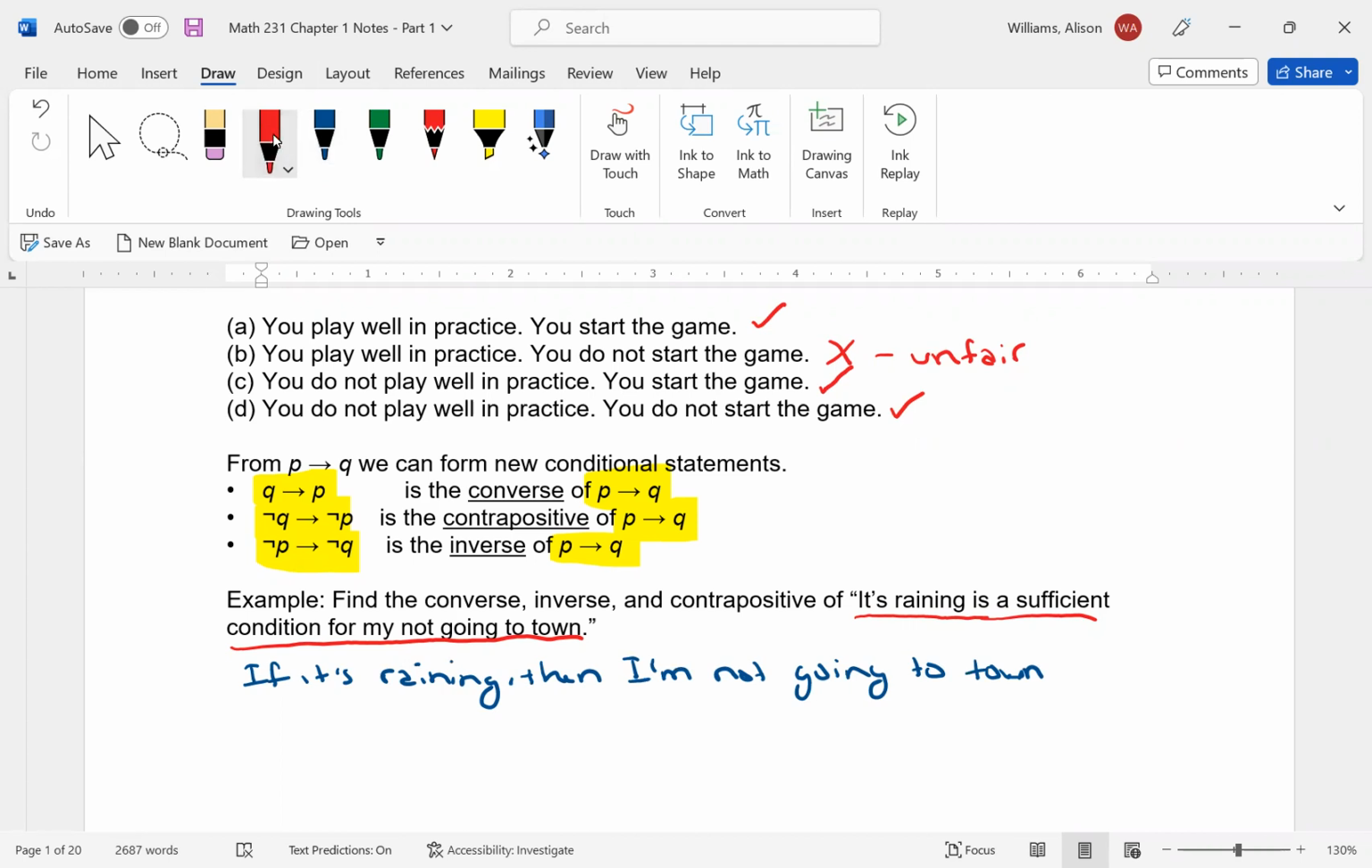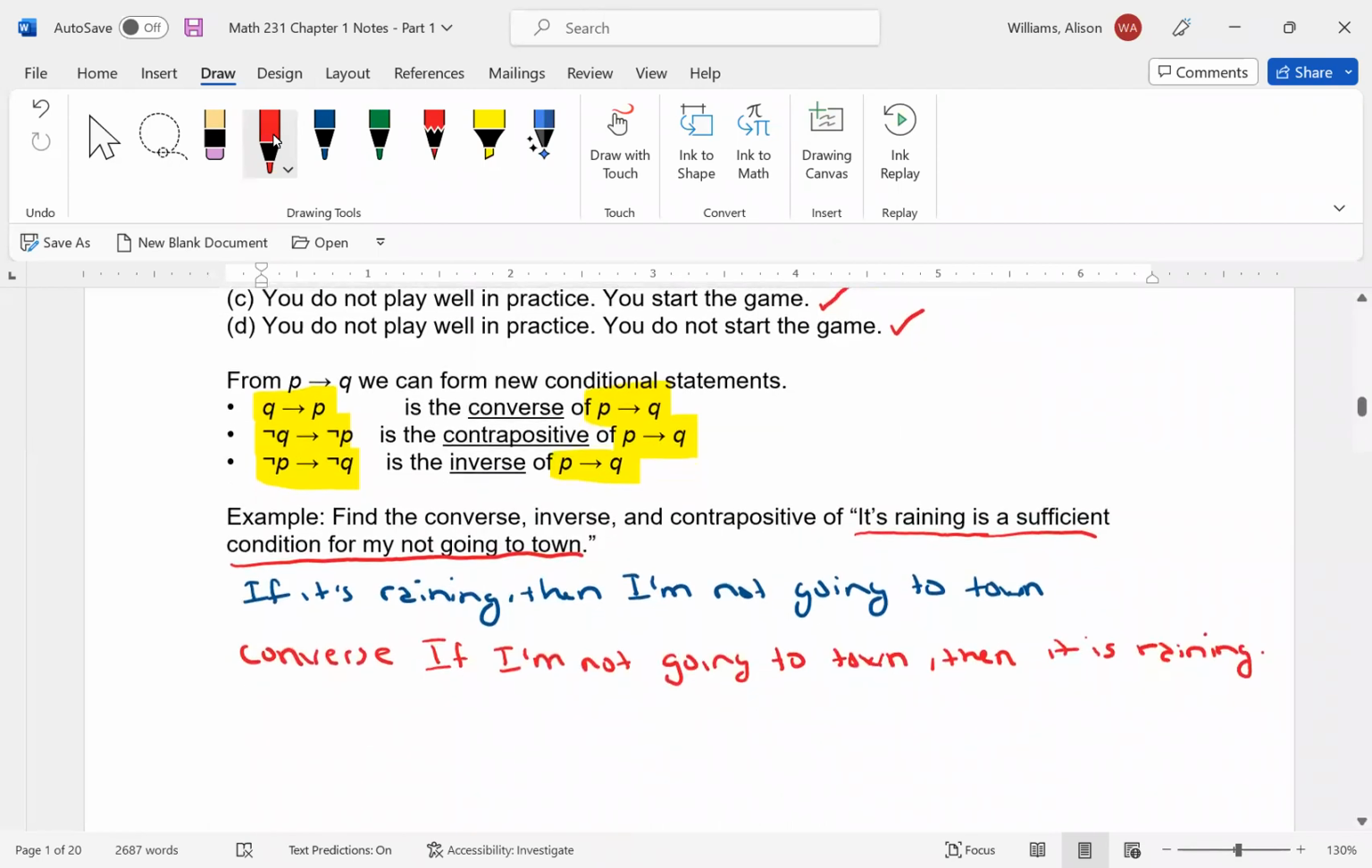So now let's start with converse. The converse switches them. So the converse says, if I'm not going to town, then it is raining. Now, looking at that statement, that doesn't necessarily have to be the case, right? It could possibly be that maybe there's a different reason you didn't go to town. Maybe you don't feel good. But that's what the converse says.